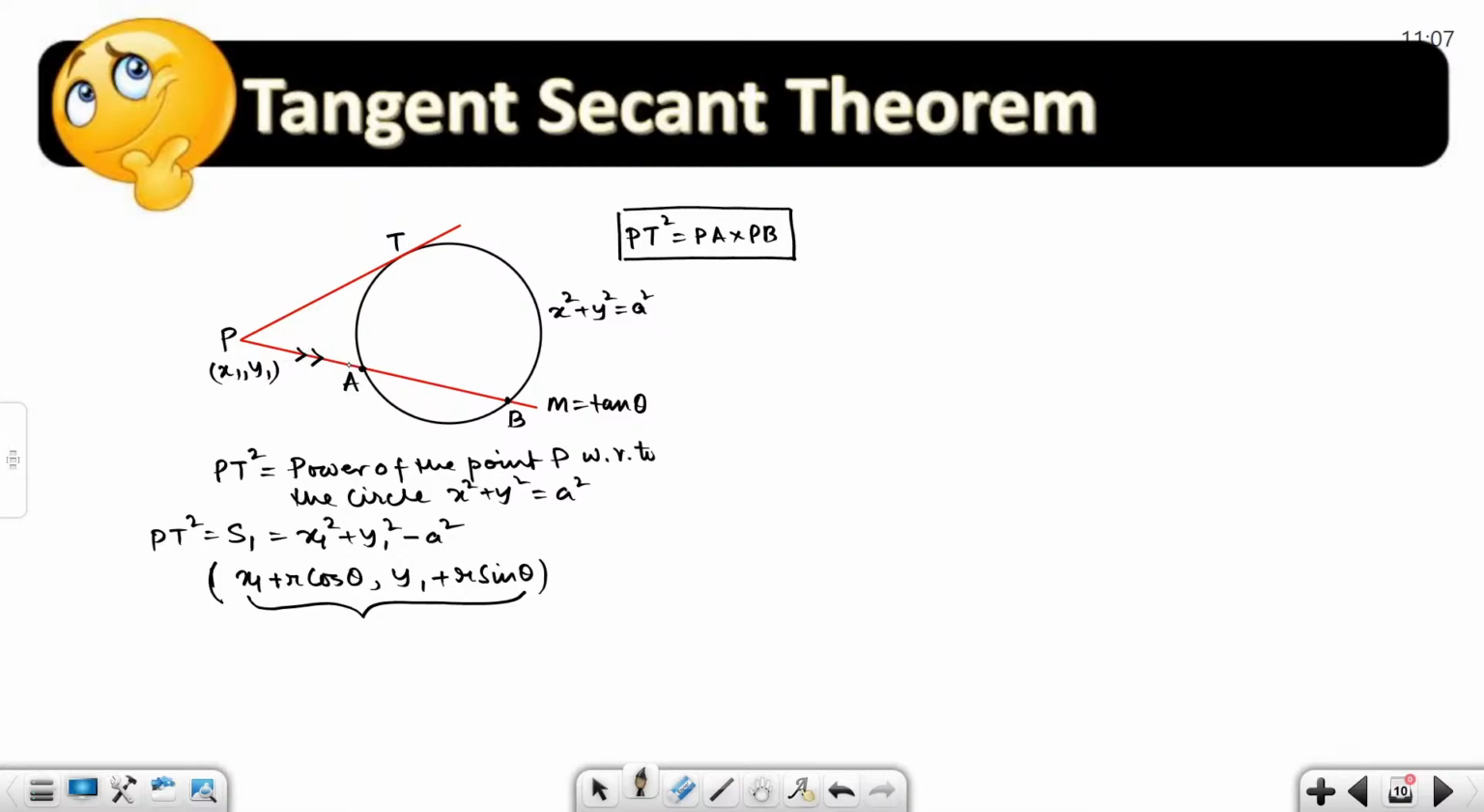Let the distance PA be r1 and the distance PB be r2. Okay? So if I put this point in the equation of the circle, what are we getting?